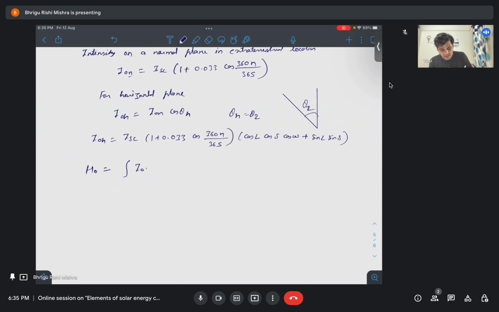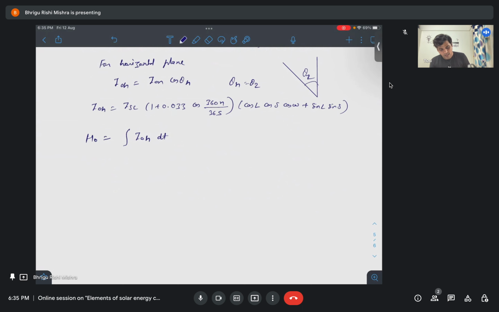So let's say it is dt. Now we need to convert dt, since there is no time term here, so we need to represent t in terms of omega, which is another way to represent time duration. So t will be 180 omega by 15 pi, or simply 12 omega by pi. So dt will be 12 pi by d omega.